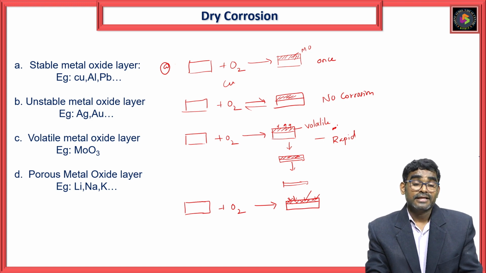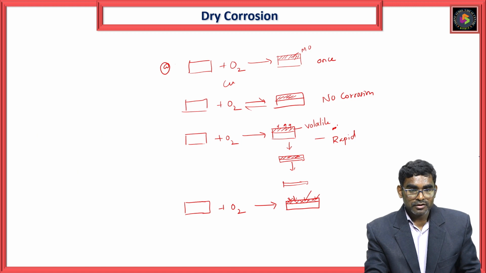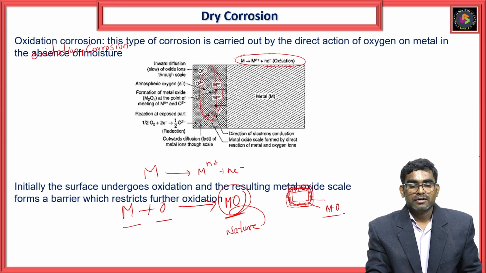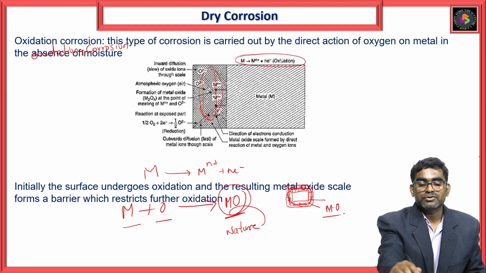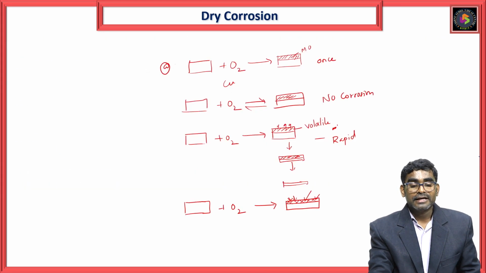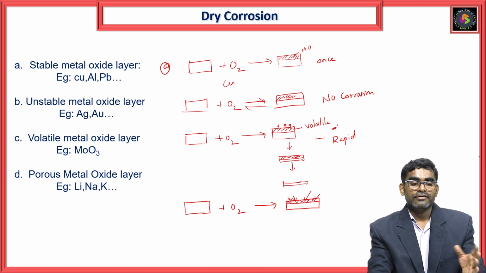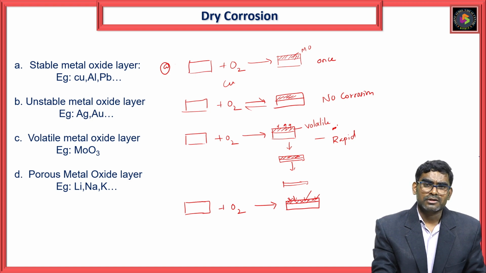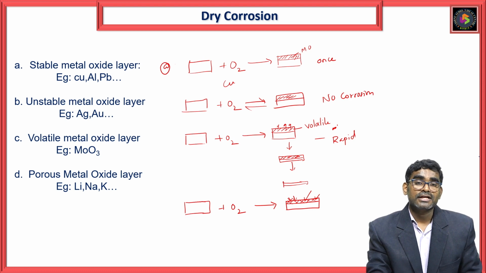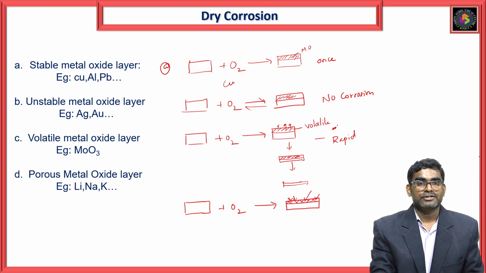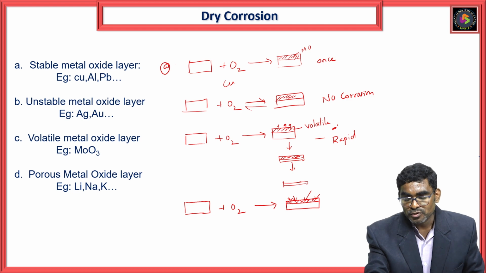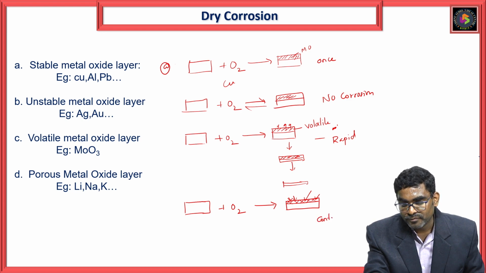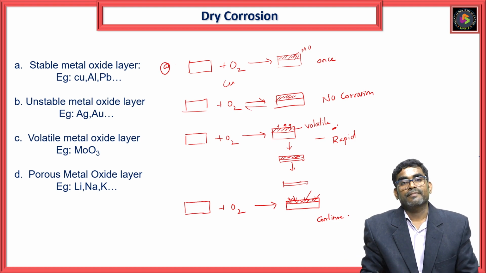Okay, so likewise the first, oxidation corrosion. During oxidation corrosion, first metal reacts with oxygen and forms a metal oxide layer. Further, it depends on the nature of the metal oxide layer. If it is stable, then corrosion takes place only one time, thereafter no further corrosion takes place. If it is unstable, corrosion doesn't take place. If the metal oxide layer is volatile, then rapid corrosion takes place. If it is porous in nature, in that condition corrosion goes on continuing. Corrosion is continuous, we can say.